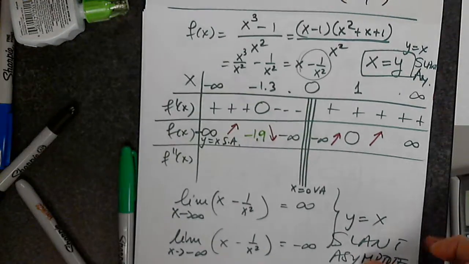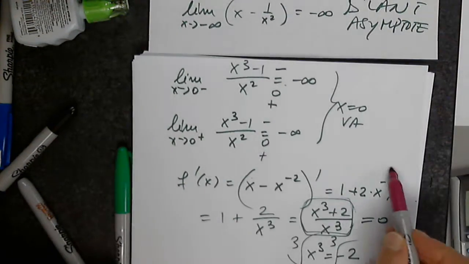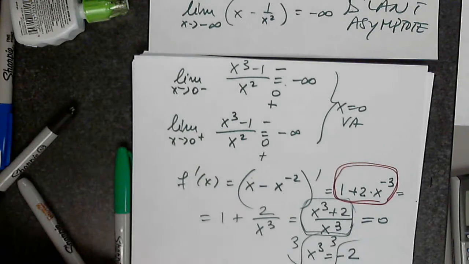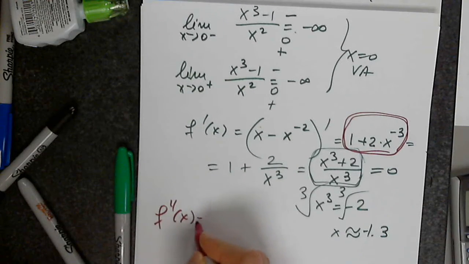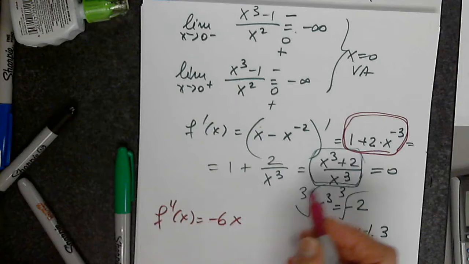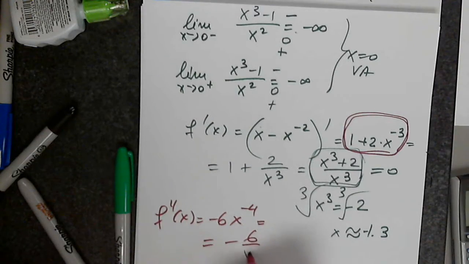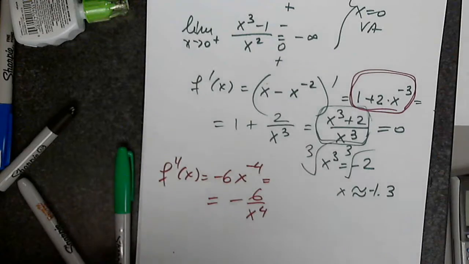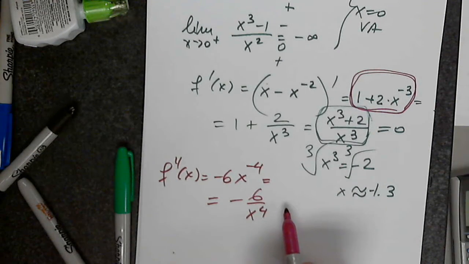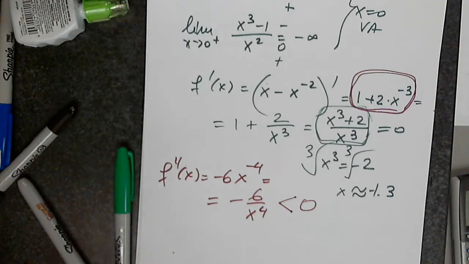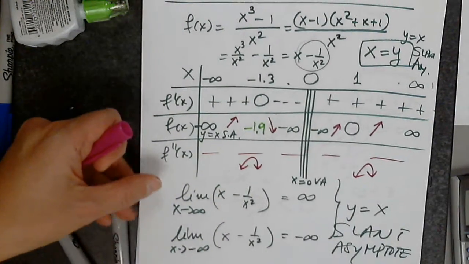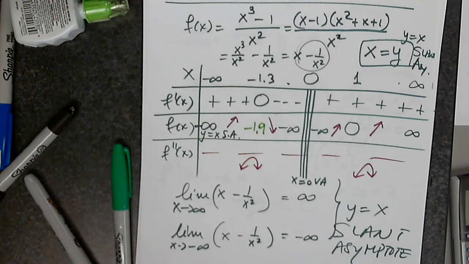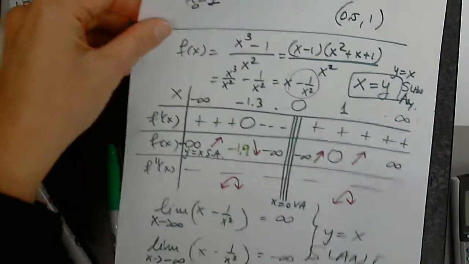Now I have to find the second derivative. I'm going to use this form to find the second derivative. That's the easiest form. So the second derivative will be negative 6 x to the negative 4, which is negative 6 over x to the fourth. Very nice. Never 0 and always what type of sign? Always negative. Good. Ready? Let's graph.